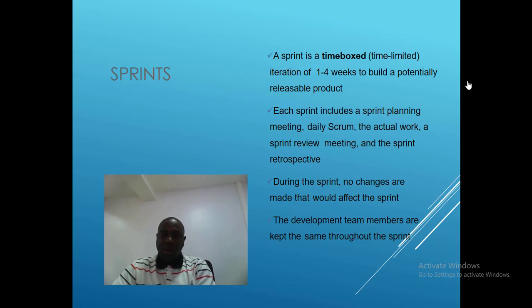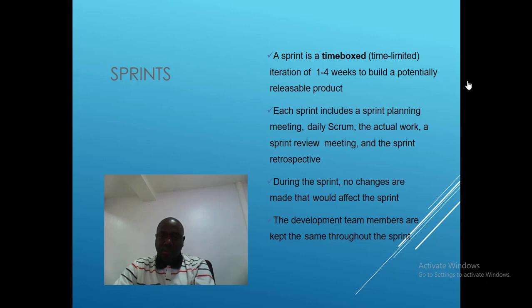Each sprint includes a separate sprint planning meeting, daily scrum, the actual work, a sprint review meeting, and the sprint retrospective. So these artifacts will be involved in the planning of a sprint. All right. During the sprint, no changes are made that will affect the sprint. Changes can be made before in the planning stage. What will be done, but during each sprint, which takes between 1 to 4 weeks, you cannot make changes.